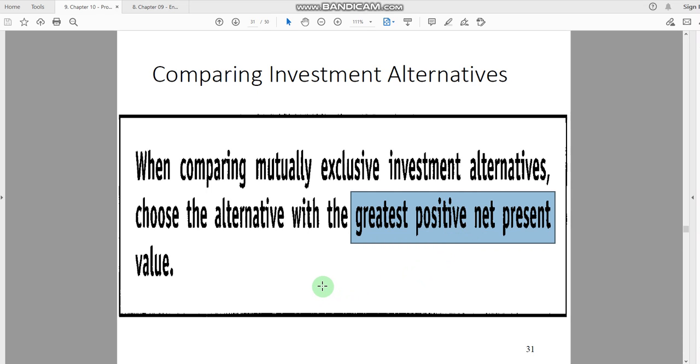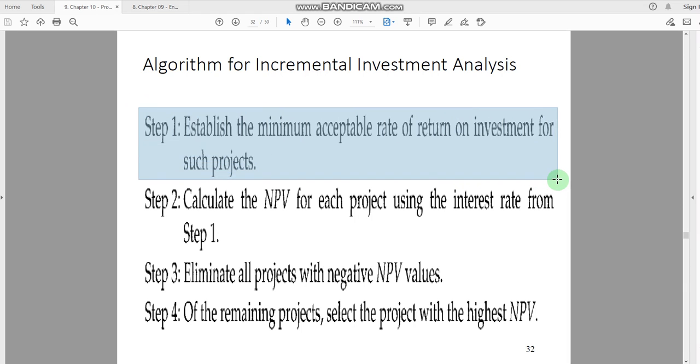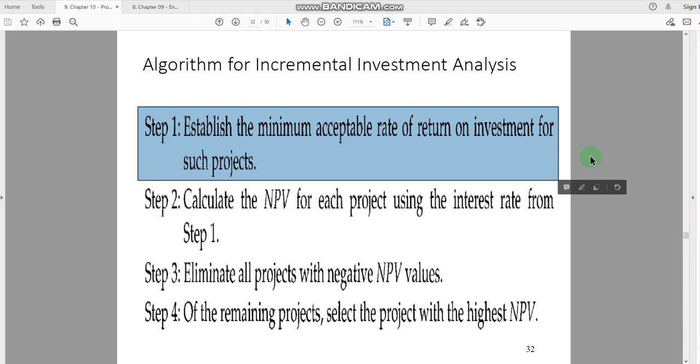Now let us see the different steps and the algorithm that we need to compare different investment alternatives. The algorithm for incremental investment analysis. Number one, establish the minimum acceptable rate of return on investment for such projects. Basically, whenever we make any project, we try to set a rate of return that is the minimum rate of return we should get from that project.